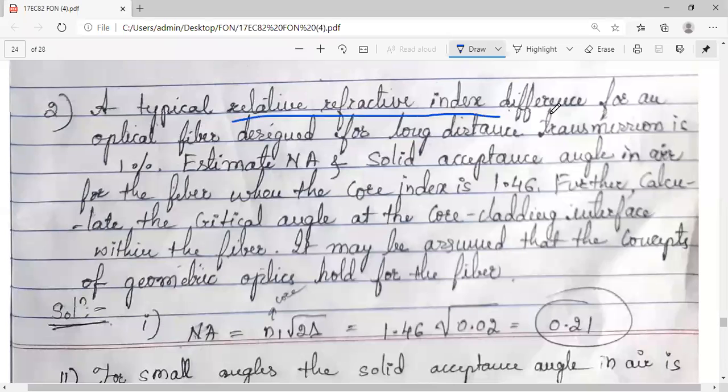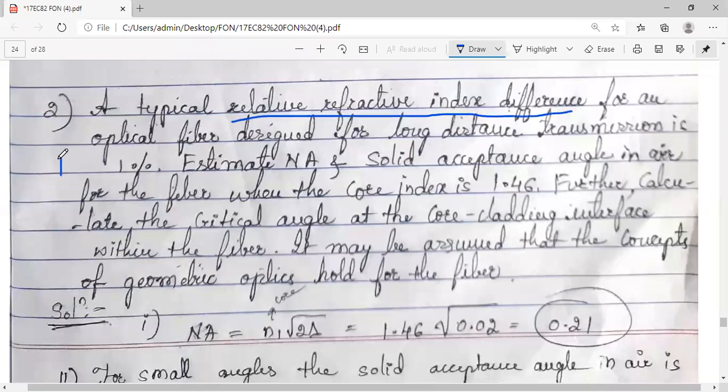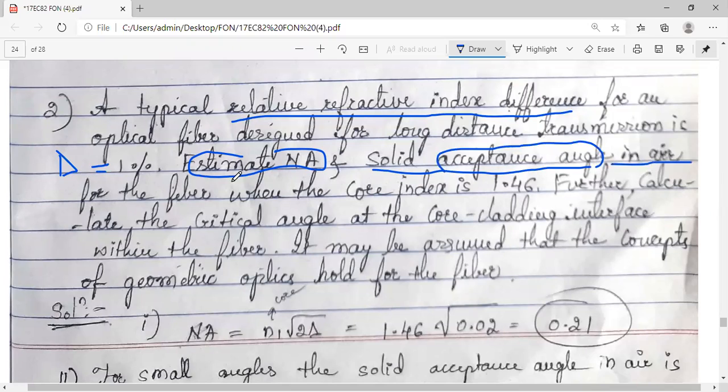Relative refractive index difference is given to you, that is, a delta value is given to you. That is 1%. We need to find the numerical aperture. First parameter to be found. Second one is solid acceptance angle. It is not simply acceptance angle, solid. Three-dimensional we have to view.